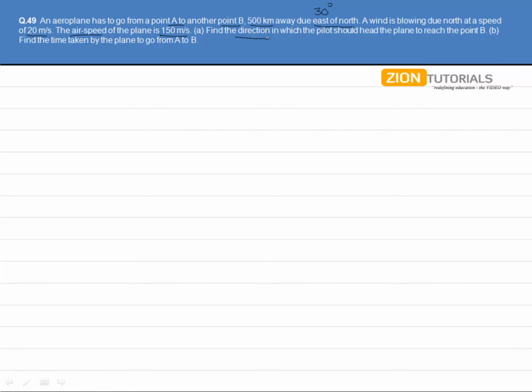So we need to find the direction in this part, and in part B, find the time taken by the plane to go from A to B. So let us first mention what we all know, that is velocity of plane with respect to air is equal to velocity of plane minus velocity of air. Let us say the velocity of plane being the resultant velocity. So we can say that velocity of plane with respect to air is resultant minus VA.